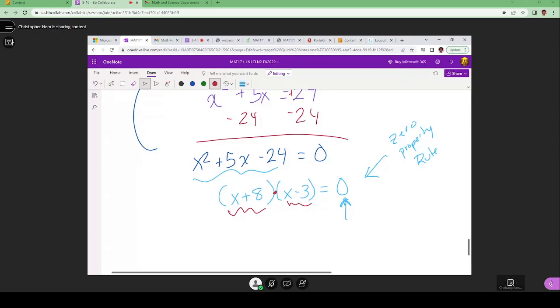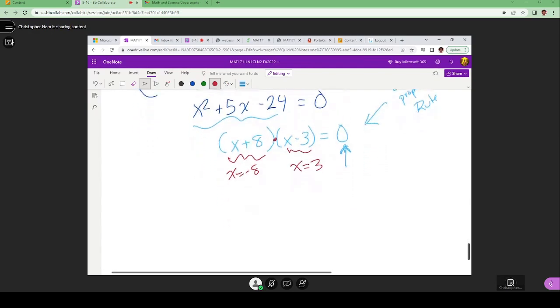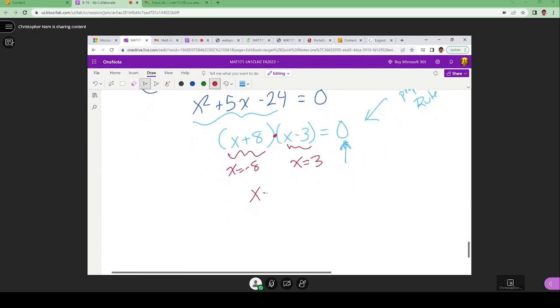So what will cause this giant group to be 0? What value of x can I plug in, add 8 to it, and give me 0? If you guessed negative 8, you are right, because negative 8 plus 8 gives me 0. Over here, if you guessed 3, you're done. If I plug in 3 minus 3, I get 0. 0 times any number is 0, so my answer will work. So, your answers are x equals negative 8 and 3.